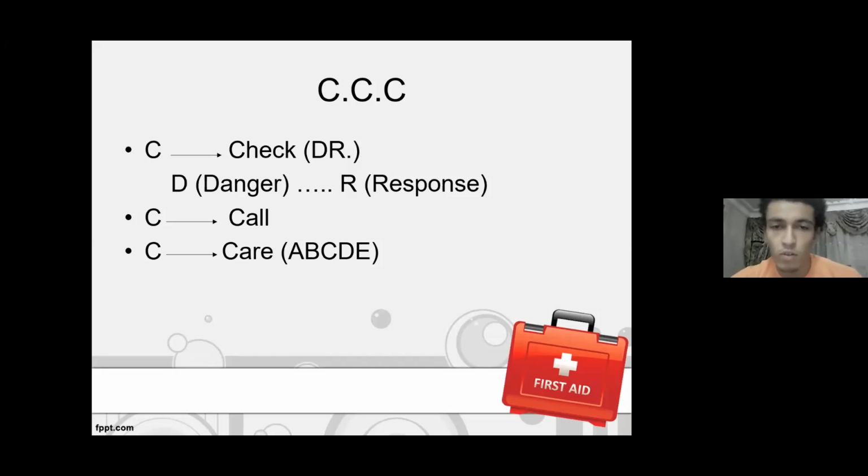At first, we're going to check the patient by using a method called DR. D stands for danger and R for response. If the patient is on the ground, I have to make sure that he's safe, that another car wouldn't come to hit him or something. So I have to take him to a safe place so I can call the ambulance and start my care system. Number two is the response, to see if the patient is conscious or not. He may be semi-conscious, unconscious, or fully conscious.